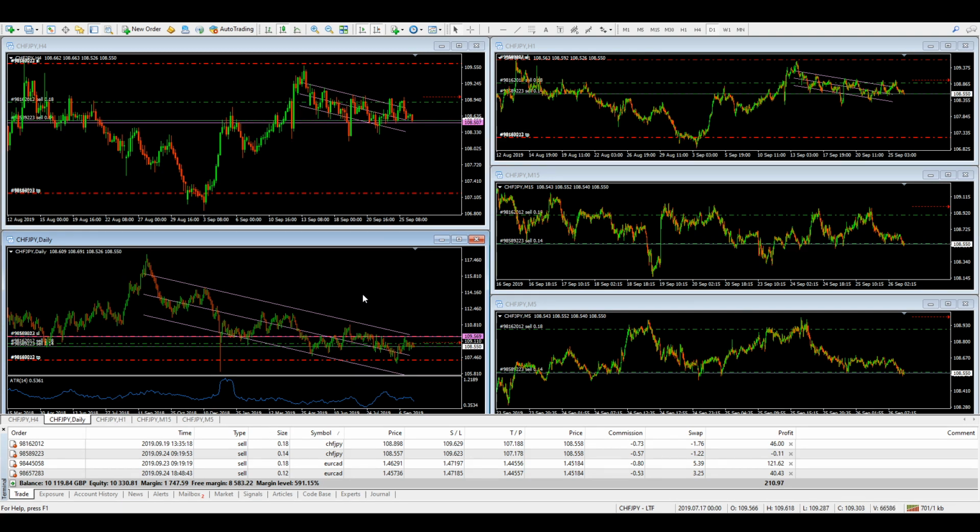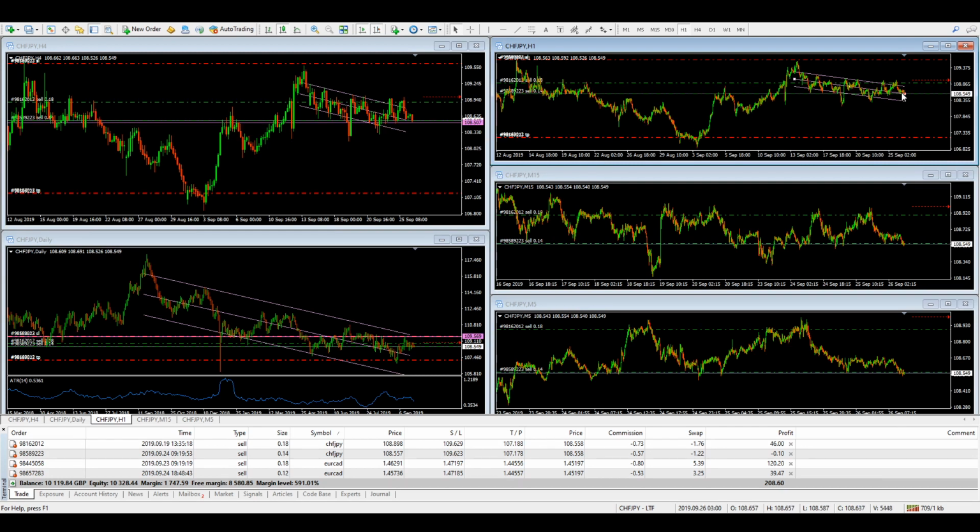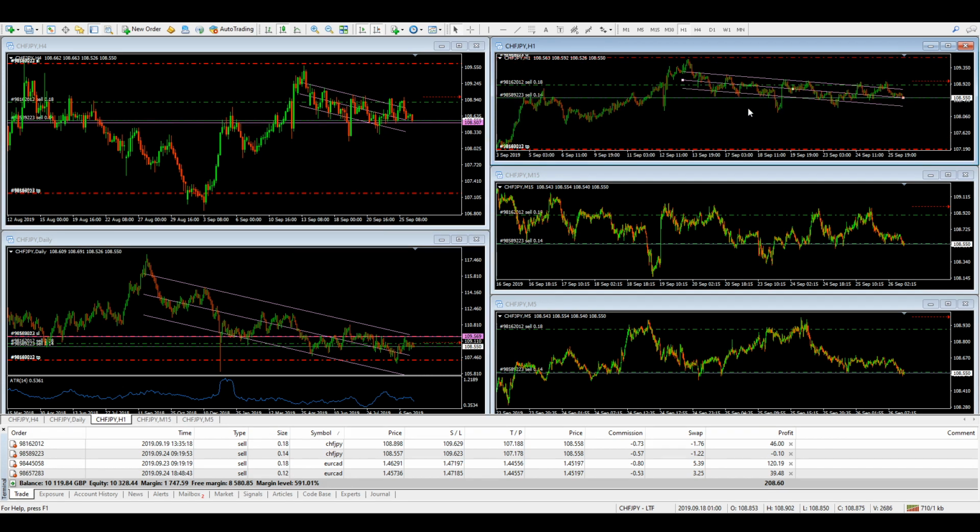So this is the CHFJPY, very similar story to what I just discussed on that previous pair as well. Very similar price action because they're very similar crosses. But I'm already in this, and I've already got a decent position when it was at a higher price, if you like, and I've scaled into this with a second position as well. So my total risk on this is 2%.